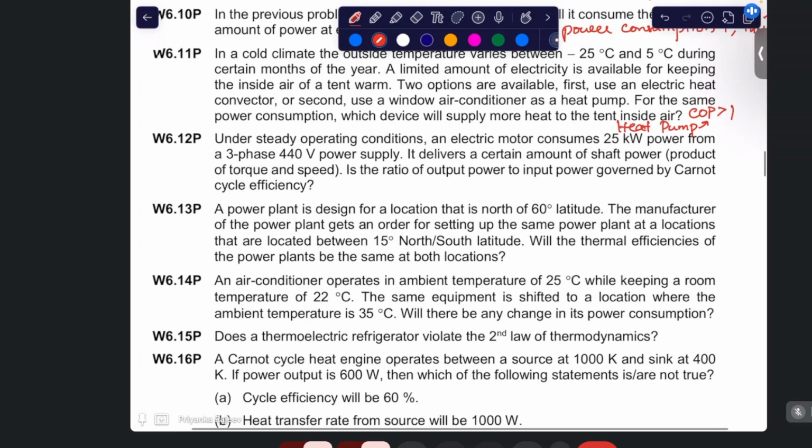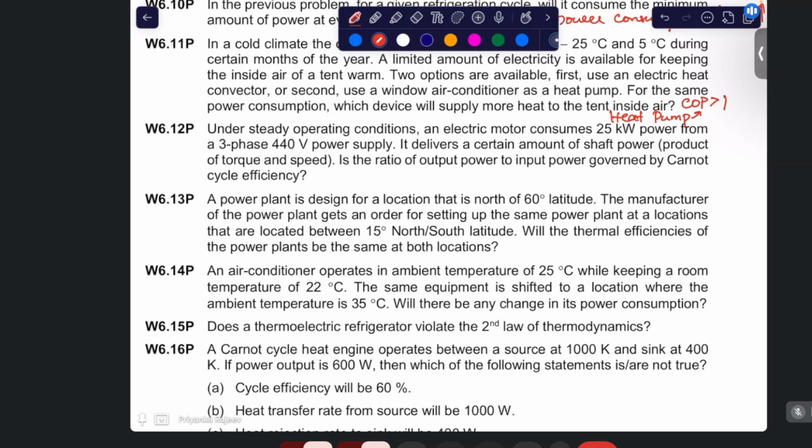Now, next question. Under steady operating conditions, an electric motor consumes 25 kilowatt power from a three-phase 440 volt power supply. It delivers a certain amount of shaft work, product of torque and speed. Is the ratio of output power to input power governed by Carnot cycle efficiency?